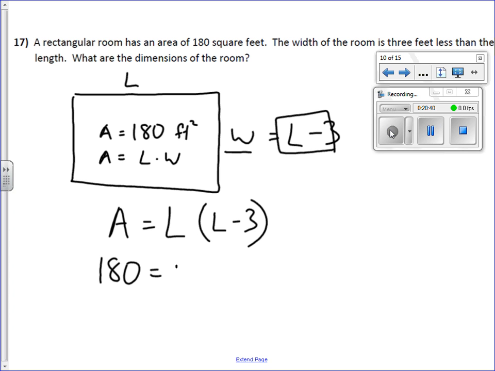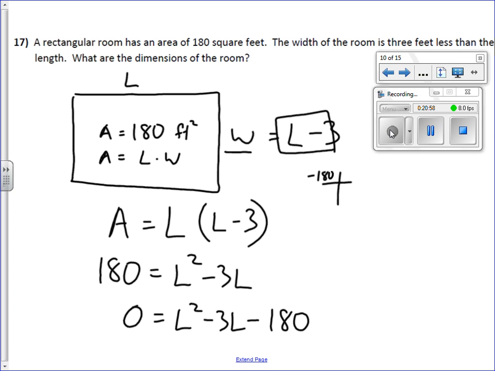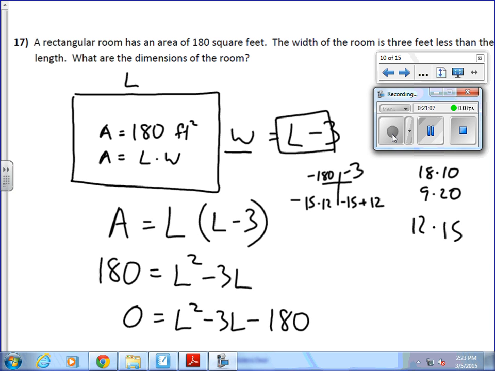When I distribute, I get L squared minus 3L. And if I set it equal to 0, I can put 0 on either side. I get L squared minus 3L minus 180. If I factor that, I need two numbers that will multiply together to give me negative 180 and add together to give me negative 3. After a little bit of searching, I find 15 times 12 gives me 180. So if I do negative 15 times 12, I'll get negative 180. Negative 15 plus 12 gives me negative 3.